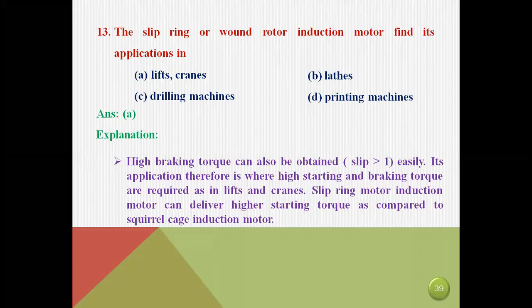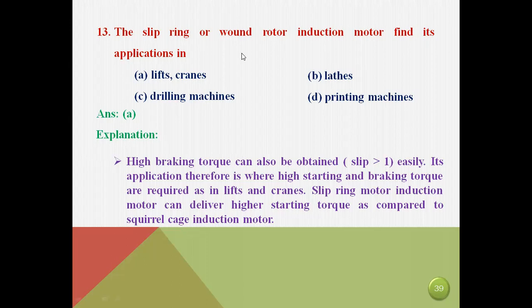Then we have seen about the equation for the torque. How will you get? You will get torque equal to constant term K into S into E2 square upon R2 square plus S X2 square. So we have already seen these things. Now we are supposed to solve some MCQs.